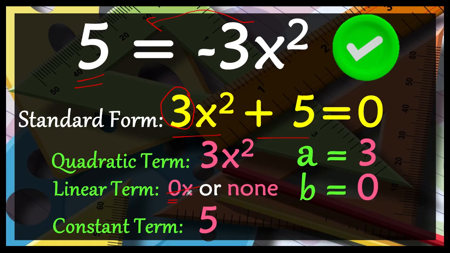Kasi 0 times x or 0 times any number, alam naman natin the answer is 0. Therefore, pwede na natin siyang hindi isulat. And then, our C, which is the constant, syempre, positive 5. Okay? So, sana naiintindihan yung lesson natin.